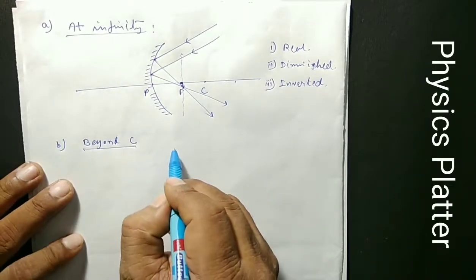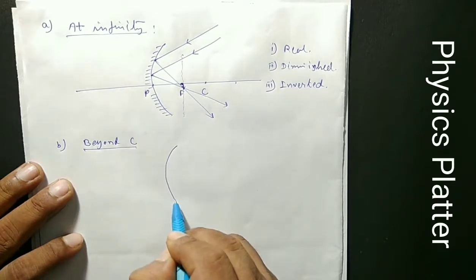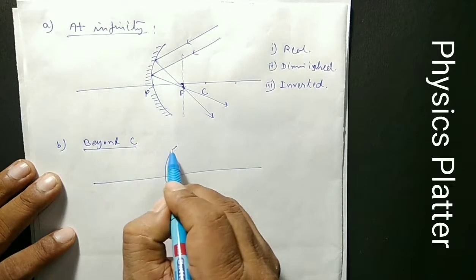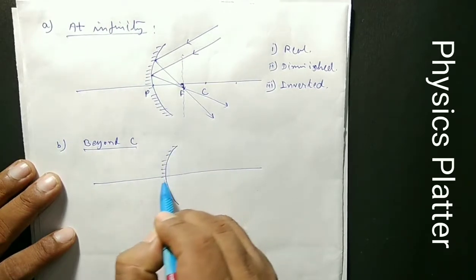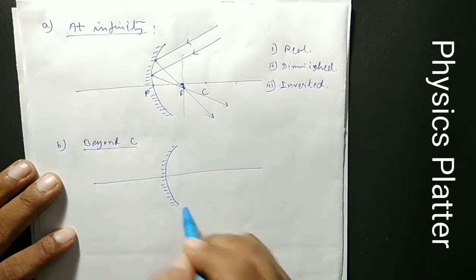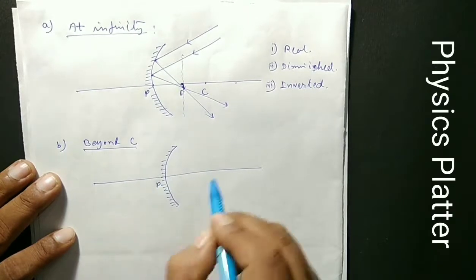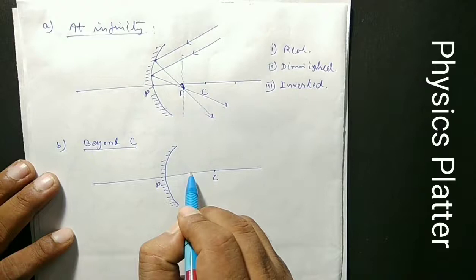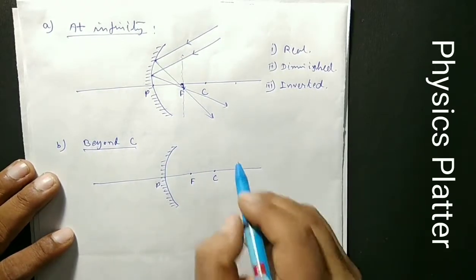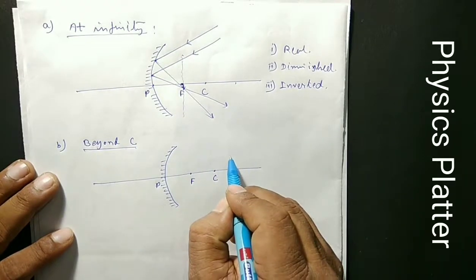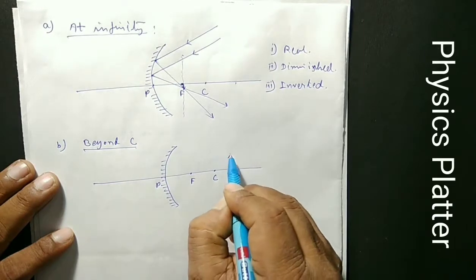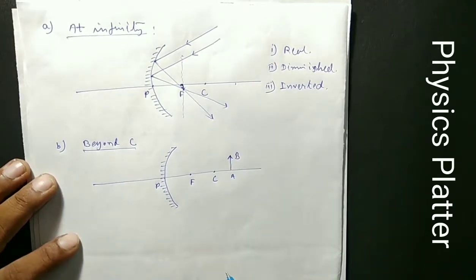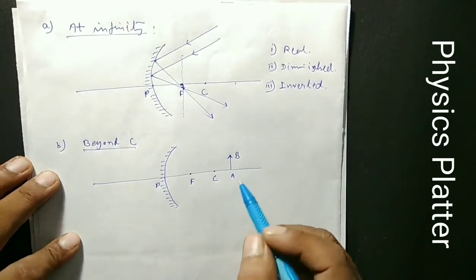Beyond C. So here we draw the concave mirror. This is the principal axis. So this is my pole, some center of curvature is somewhere here, and then the focus is somewhere here. Now I put an extended object beyond C and I name it as A, B, where B is the head, A is the tail.